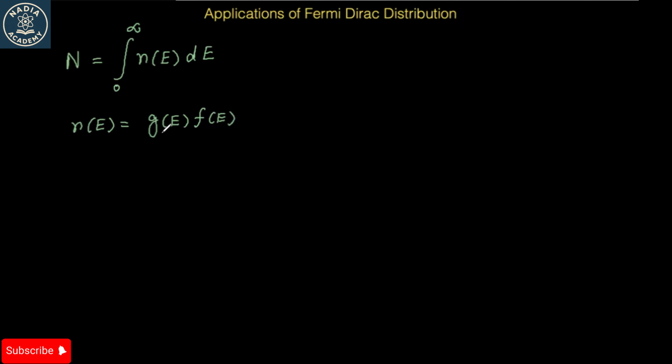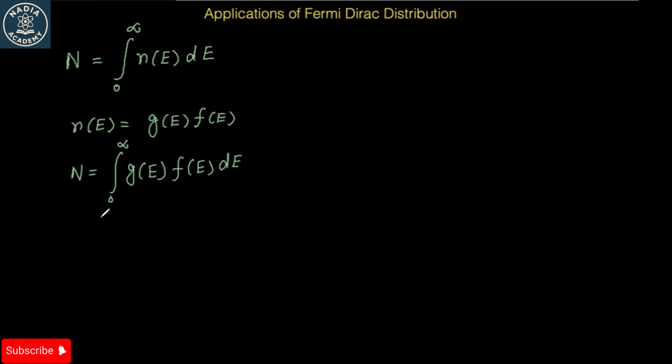So now these are the total states, and this function, which is the Fermi function, is the probability. So now you see, when we multiply both of them, we get our total number of electrons per unit energy interval at any given energy E. Now, if we put this back in our equation, then we get that N is equal to the integral from 0 to infinity of G of E times F of E times dE. Now you see that we are integrating from 0 to infinity, that is, we are considering all available energy levels.